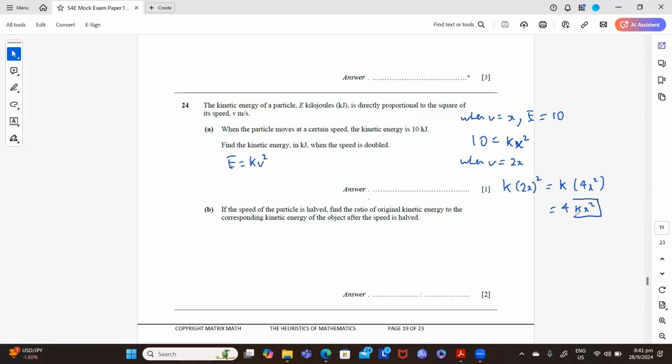Now observe the kx squared. It's from here: kx squared equals 10. So replace kx squared with 10. So it's 4 bracket 10, which is 40. So the answer here is 40.